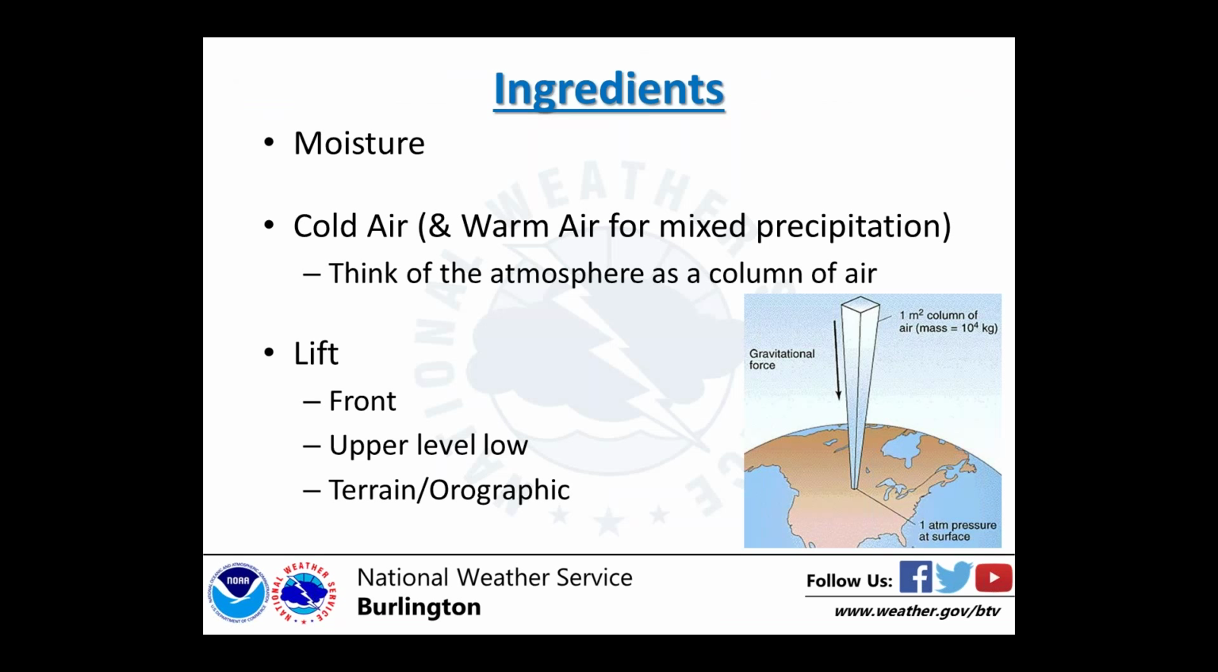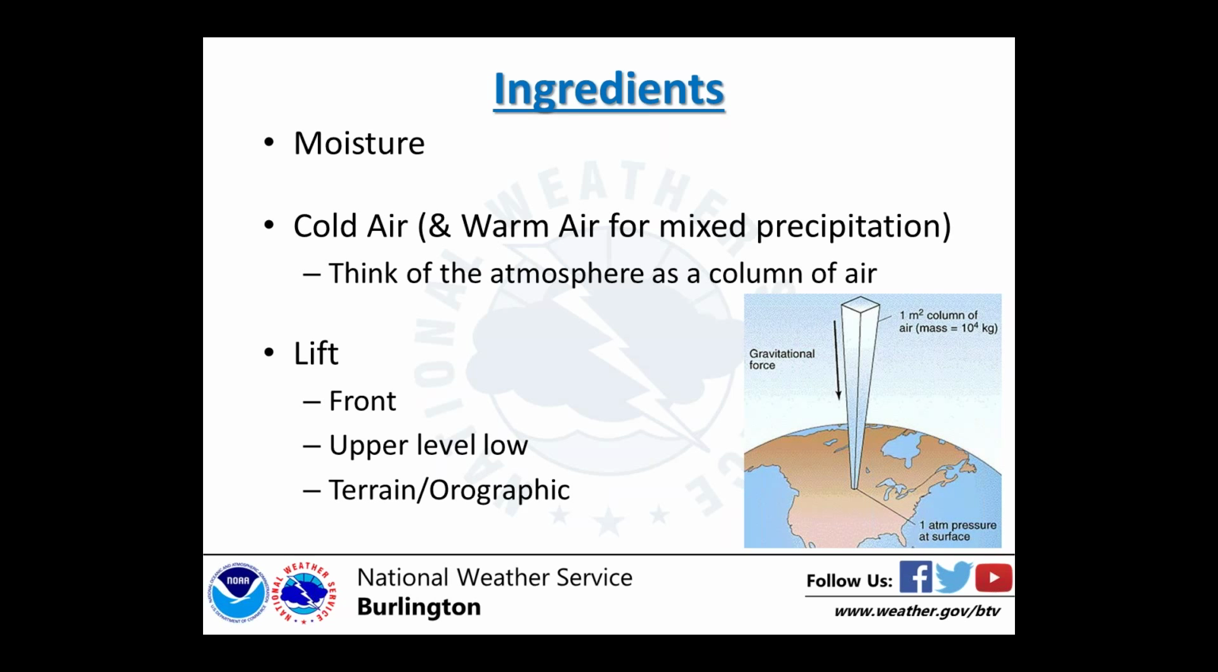What we need in order for any mixed precipitation to occur, first thing, we need moisture, obviously. Without moisture, you can't have any clouds, and therefore no clouds, you're not going to have any precipitation. We also need cold air and warm air for the mixed precipitation.